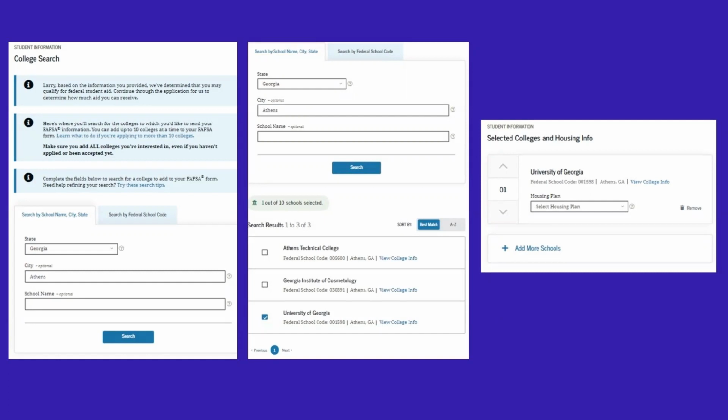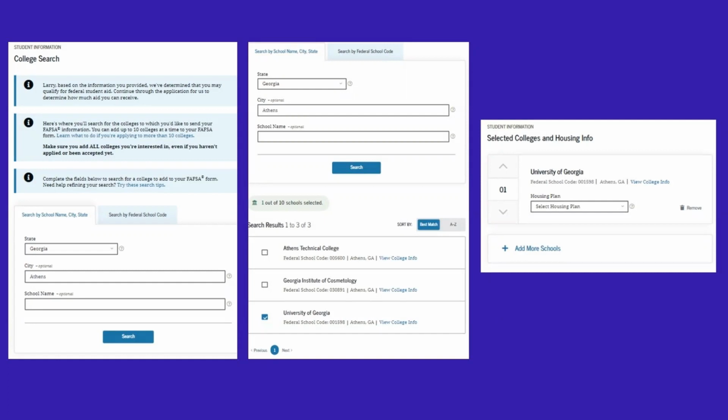So you can go in and make the updates to your FAFSA and submit it again so that they get the new information. But then you will have to go back in and reload colleges 1 through 10 so that they also get those updates. They will not automatically get it unless they are listed on the form at the time it is submitted.